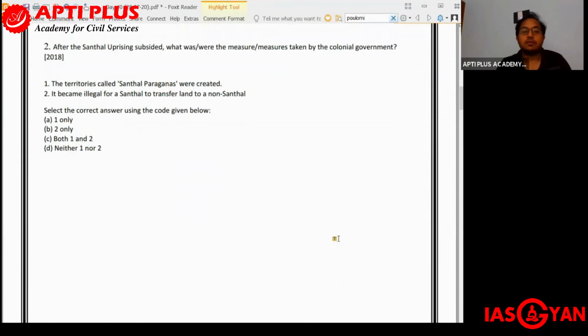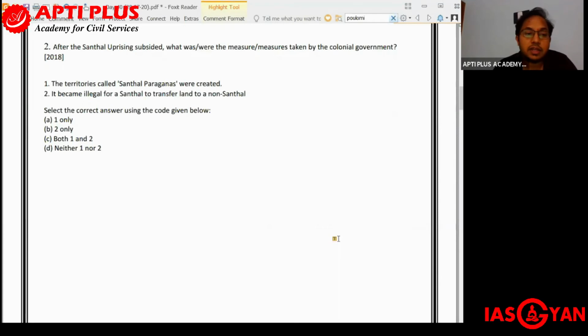Second question again was taken from 2018 prelims. It is from Modern India History. After the Santhal uprising subsided, what was or were the measure or measures taken by the colonial government? So once the Santhal uprising was subsided, what were the measures which were taken by the colonial government?